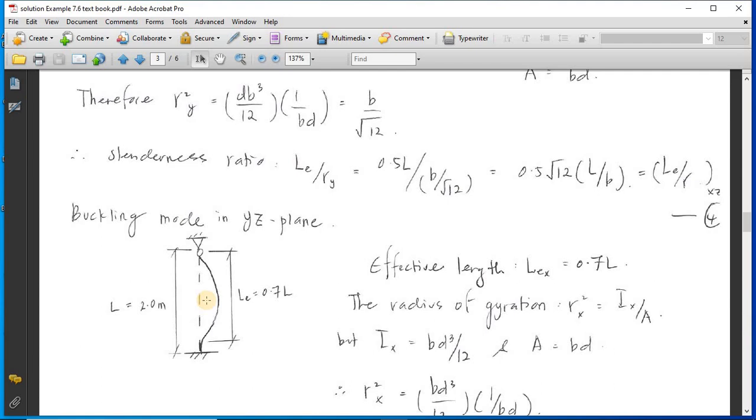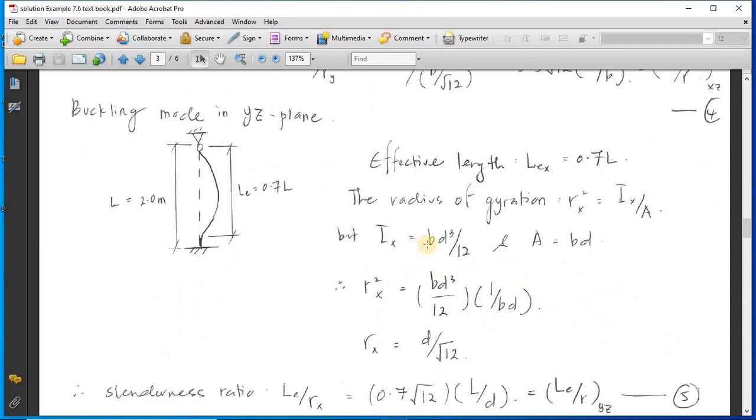So in other words, this column is buckled about the X axis. The effective length for this column is equal to 0.7 L, so we only have a single curvature. The radius of gyration for this plane, about the XX axis, is equal to the square root of Ix over A, where I is equal to BD cubed over 12, and A remains the same, which is B multiplied by D.